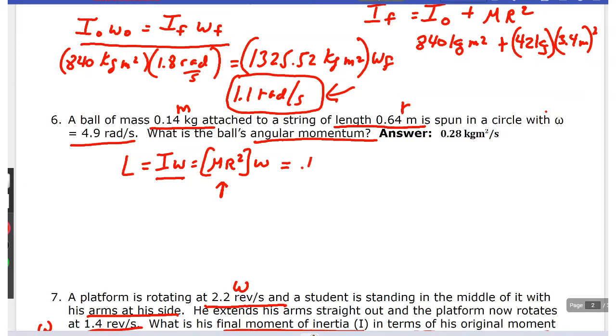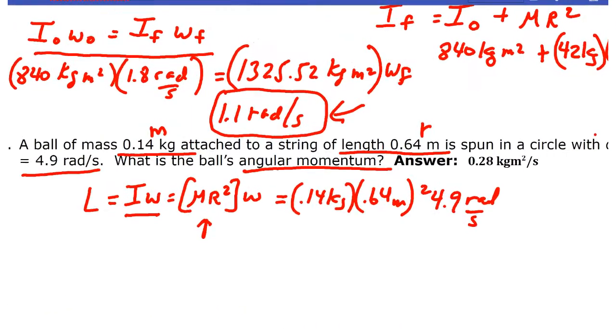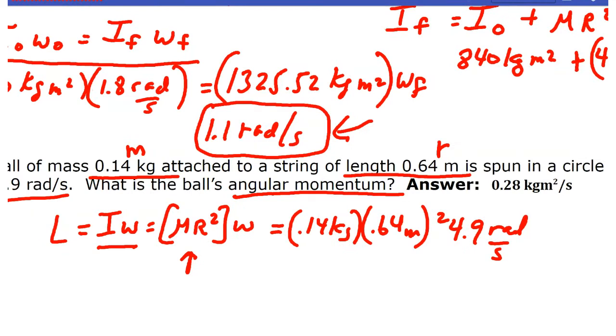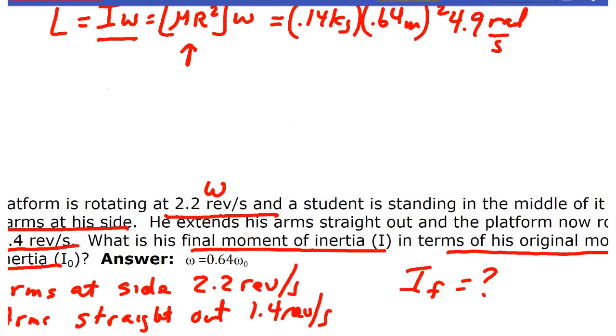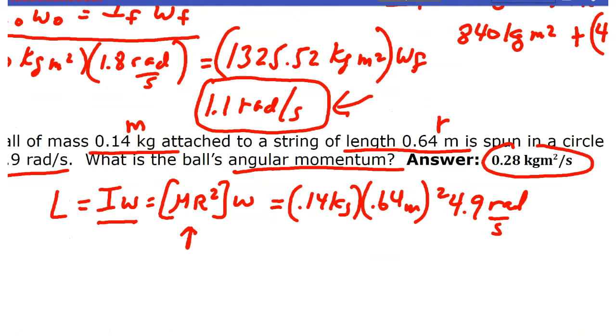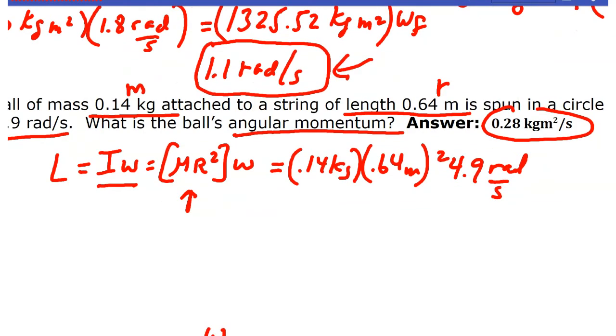The mass was given as 0.14 kg, and the r that was given is 0.64 meters. We square that, multiply by the w that they give us, radians per second, and then you multiply it together. I like to do this, so it's 0.64 squared, I do that first, times 4.9 times 0.14, and you get 0.28 kilogram meter squared per second. Simple. So when something's swung on a circle, it's one of those moments of inertia you have to calculate using that sum of the mr squared, and w is given.